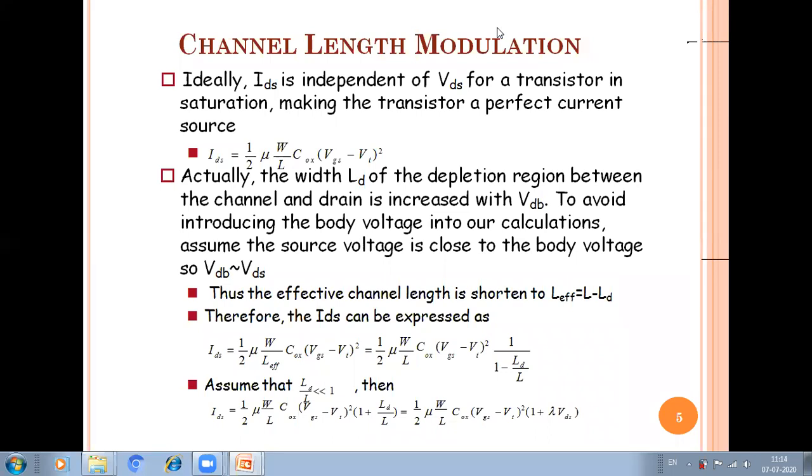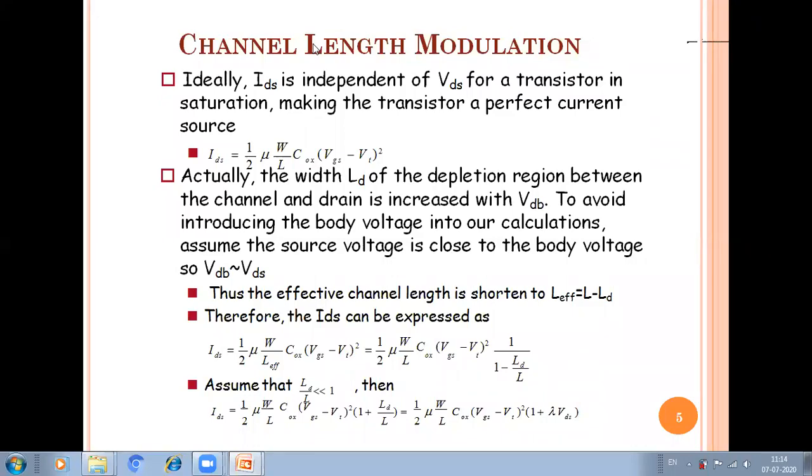VGS is constant. Increasing the value of VDS, the region for which the inversion charge is zero keeps on increasing for a constant value of VGS. Thus, our channel length keeps on decreasing. This phenomenon is called channel length modulation.